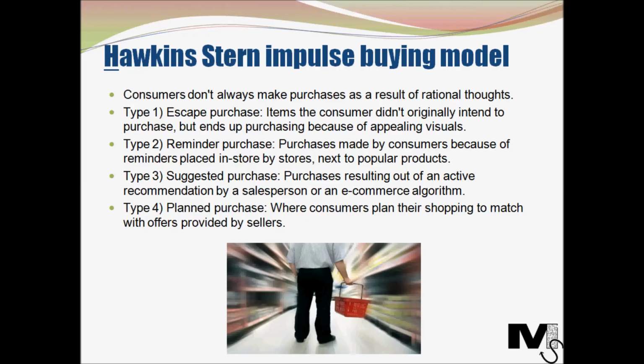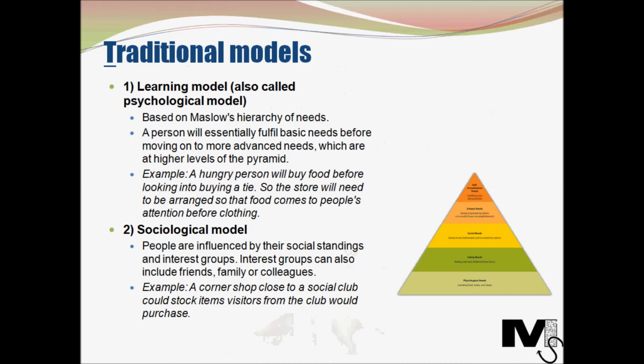And now let's explore some traditional consumer models, which laid the foundations for many of the contemporary models we've just covered. The first type of traditional model is the learning model, also called the psychological model. The learning model is based on Abraham Maslow's hierarchy of needs. Now, if you do want to understand Maslow's hierarchy of needs, please refer to the popular tutorial uploaded in this channel. The link is again in the description.